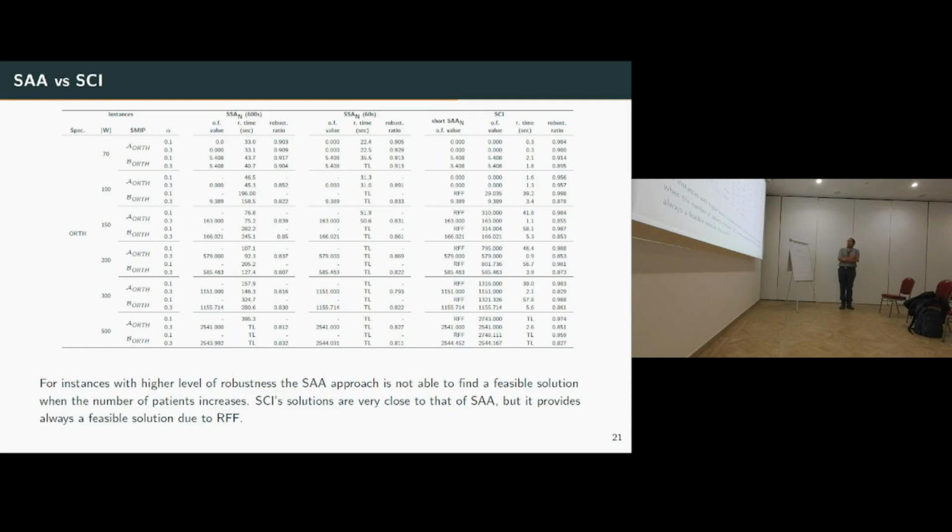We did some experiments. We can see that our solution with the metaheuristic is quite close to the sample average approximation, while it always gives us a feasible solution. The sample average approximation does not.